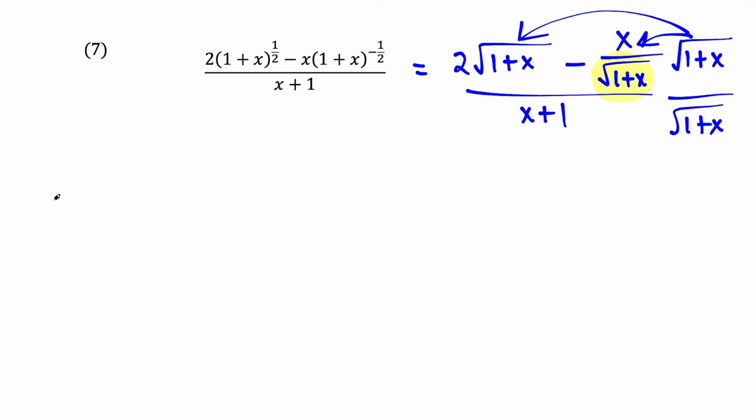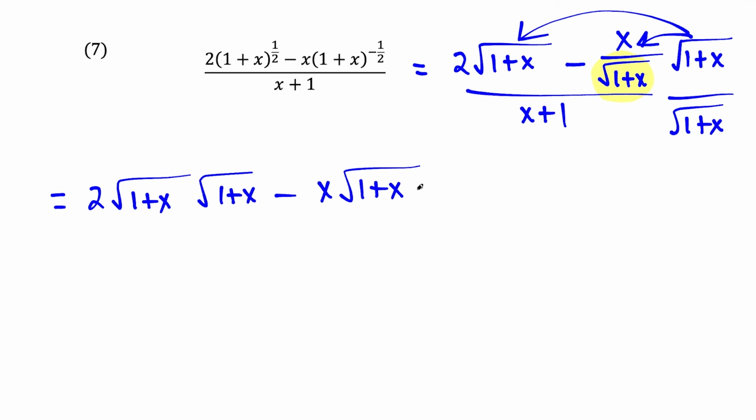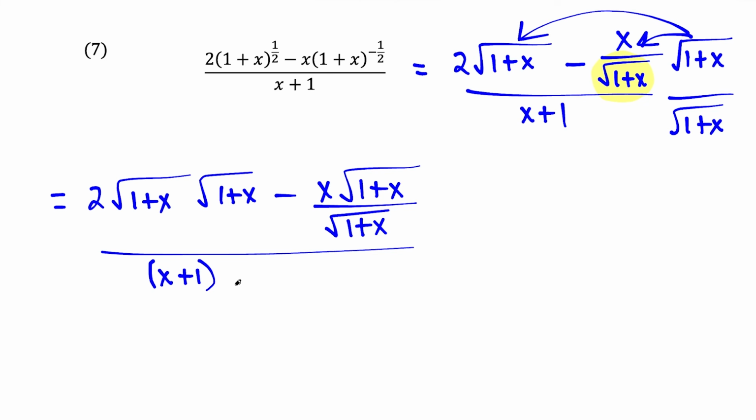So in the next line, what we have, we've got 2 radical 1 plus x times radical 1 plus x. And then we have minus x times radical 1 plus x. And this is over radical 1 plus x. And then from here, what we have in the denominator is x plus 1 times radical 1 plus x. We have to make sure that we write this in parentheses just to show that we're multiplying these 2 terms together. So here, these terms cancel out nicely.